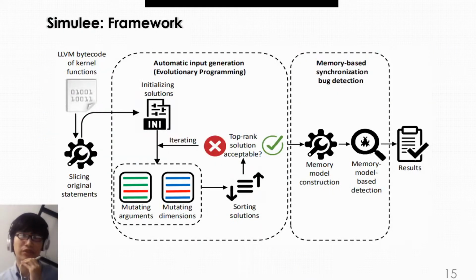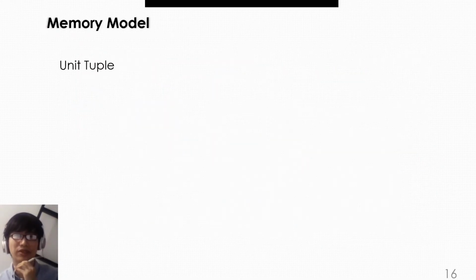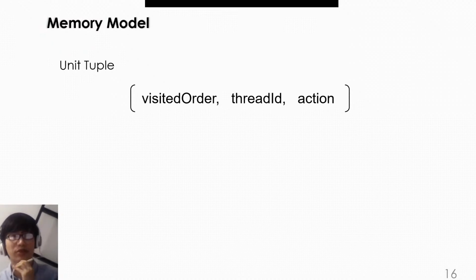In order to construct the memory model, we have to define the unit tuple first. So what is a unit tuple? A unit tuple is used to record memory access information made by a single thread. We can see here the order, the thread ID indicating which thread it is, and the action, read or write.